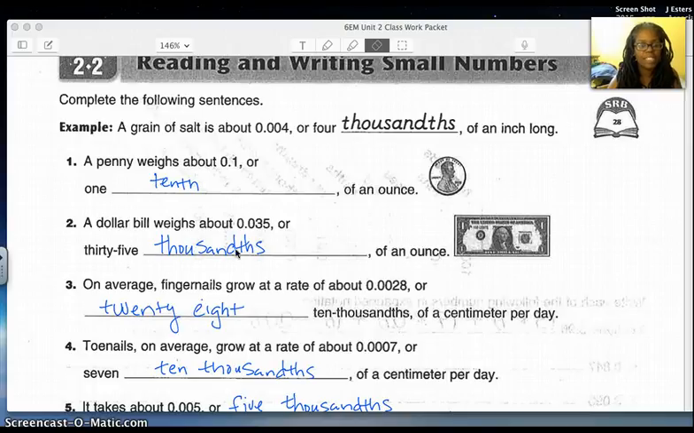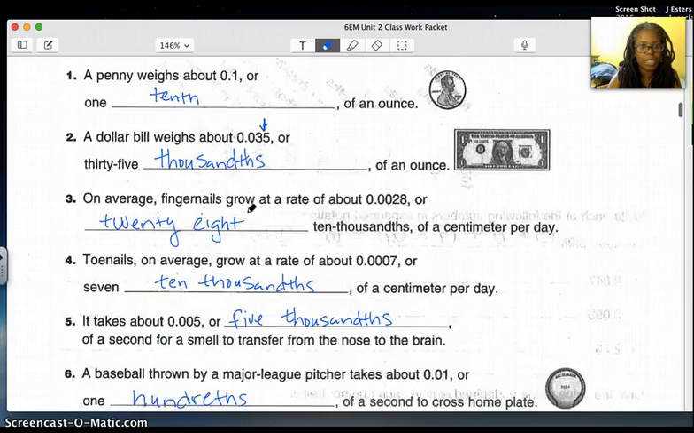I got thousands here. This is 35 thousandths. Remember, when we look at these numbers after the decimal, we're going to read this as we would a regular number, that's 35, but then we think about where it ends, right? What place does it end in? And it ends in the thousands place. And we can continue on with that.